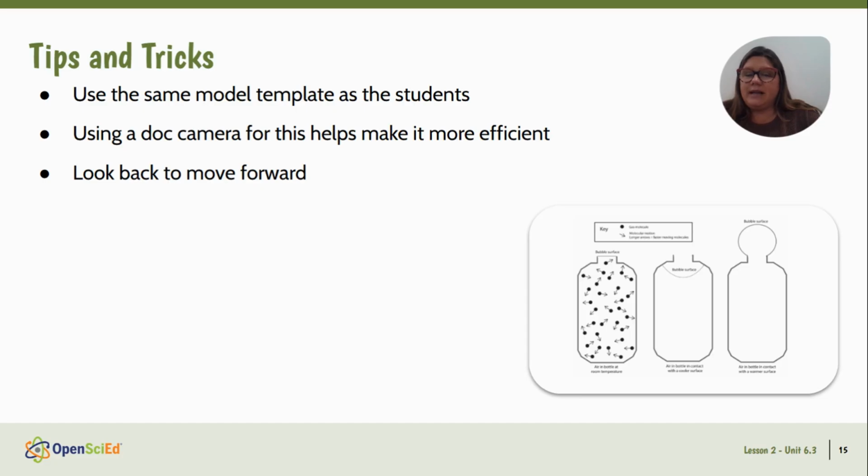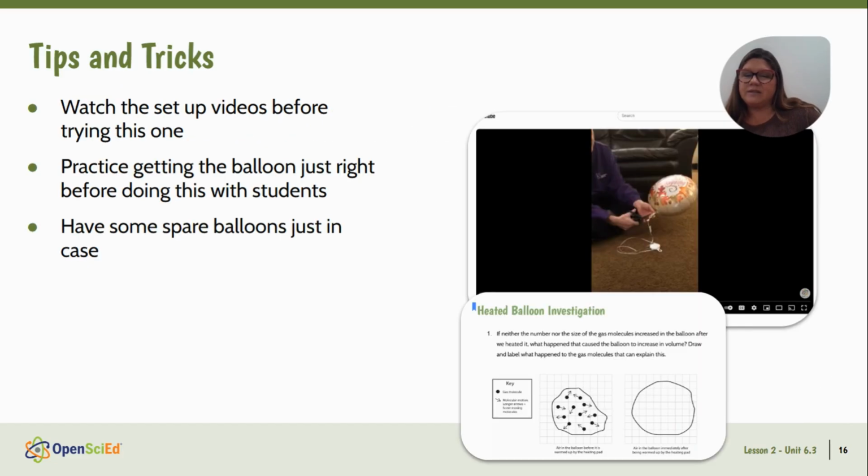Use the same model template as the students if you can. I use the dot camera a lot for these modeling situations. Using the dot camera for this just makes it more efficient, and using that look back to move forward tactic, like I mentioned earlier, asking them to think about where were we yesterday? What did we figure out yesterday? How could that apply to today? Might establish that coherence as we move from one part of the lesson to the next, or even from one lesson to the next. It's a good trick. The setup videos that are linked in the teacher guide, use those. Watch them before trying to set up things on your own.